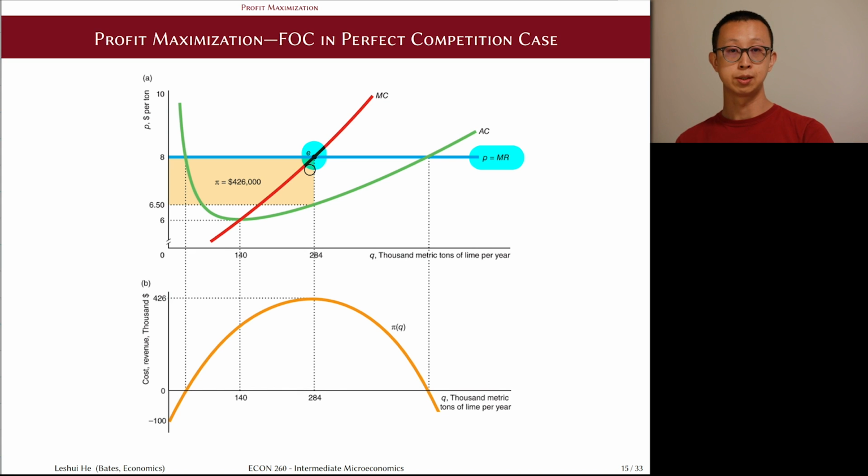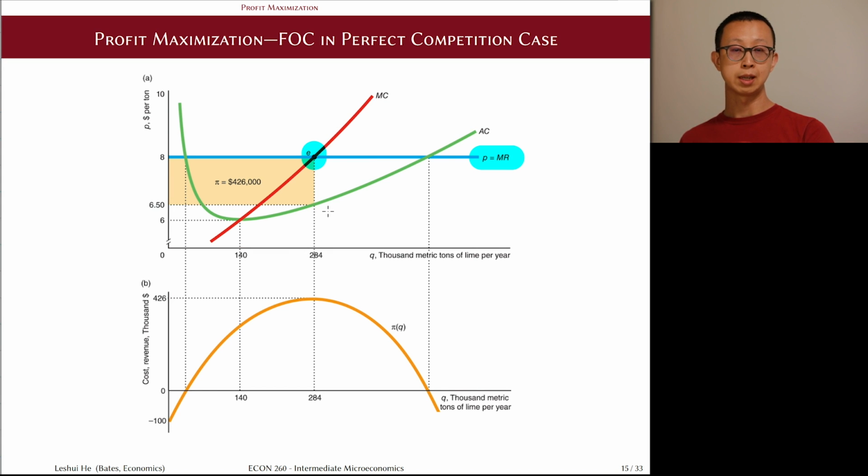When the firm chooses this output level, its revenue is equal to P times Q, which is the size of this entire rectangle from the origin all the way up to the price, and from quantity 0 to the quantity corresponding to E here.